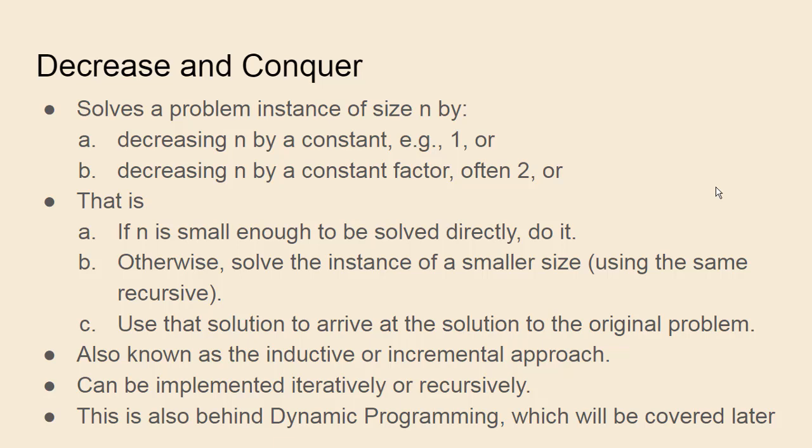The idea for solving this problem is called decrease and conquer. So the idea is, in order to solve a problem of a bigger size n, you decrease n and then solve the problem for a smaller size first, and then you use that to solve the size you want to solve. Oftentimes you decrease n by a constant. For example, decrease n by 1, which is the case for this problem.